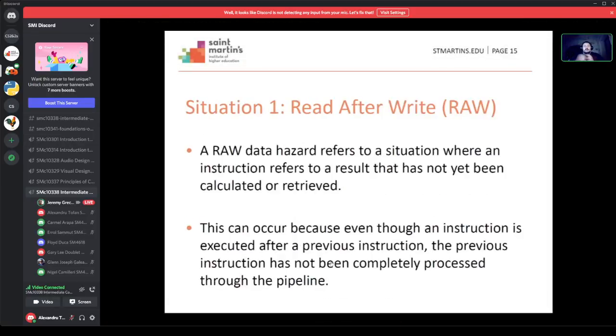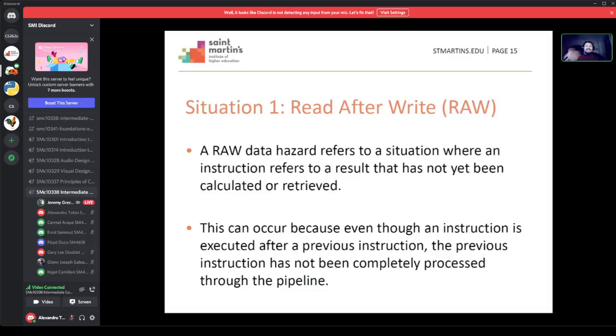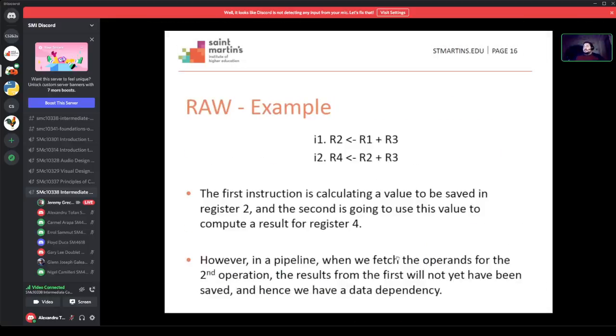So you have the first situation being the read after write, also known as the RAW data dependency. In which case we have a situation where we have one instruction that needs to refer to a result that has not been calculated or retrieved as of yet. This is because, again, the instruction that is being executed is being executed exactly after the previous instruction, where the previous instruction needs to perform one of these operations. And we can see an example over here.